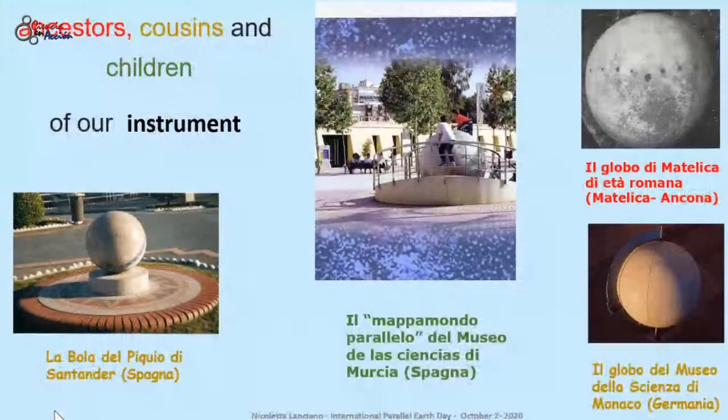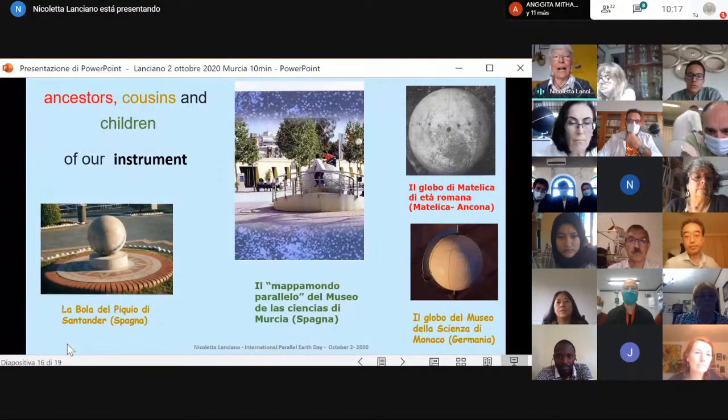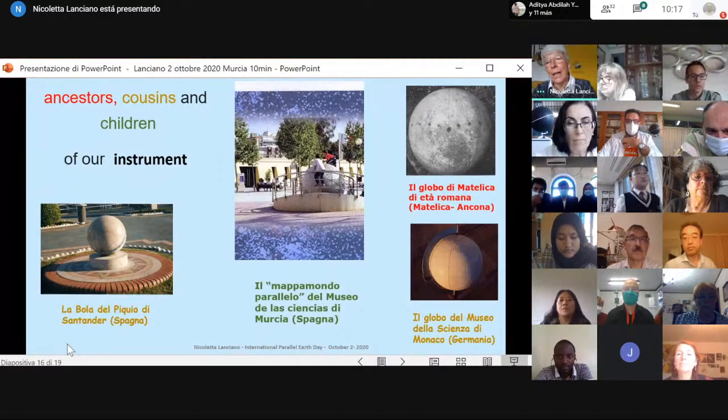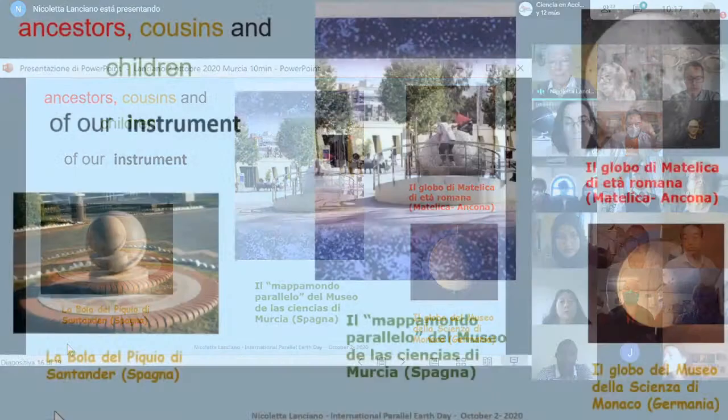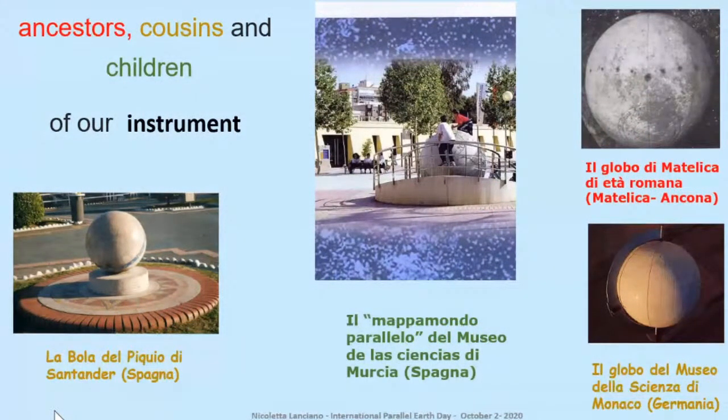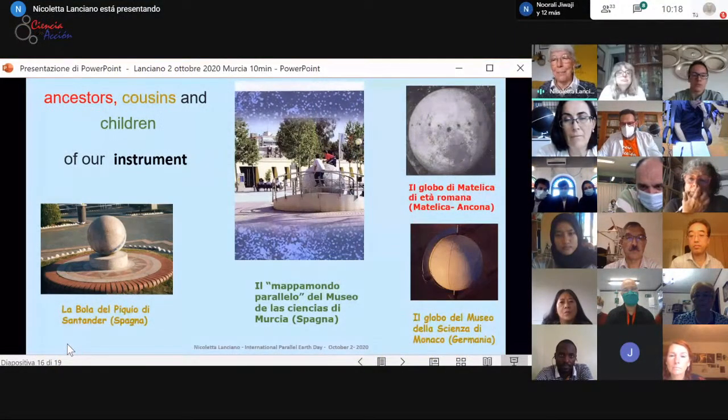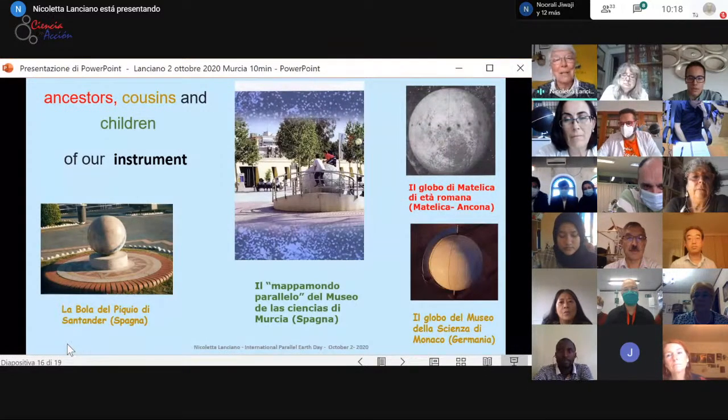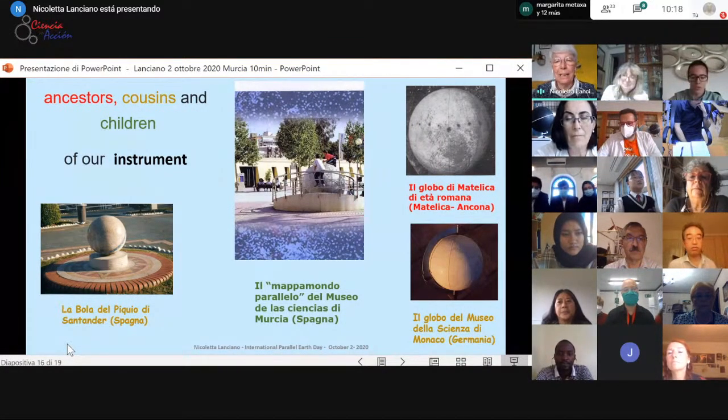And I like a familiar metaphor to speak about our ancestors, like the Globo di Matelica, a Roman globe. And we have some cousins in, for example, Europe, la Bola del Piquillo in Santander, in España, or il Globo of the Museum in Monaco, Germany. La Bola del Piquillo is now very well. Before it was very bad. Someone, after a lesson with me and Rosa a lot of time ago, understood what it was. And in Murcia, the very big parallel globe is a child of my lesson.